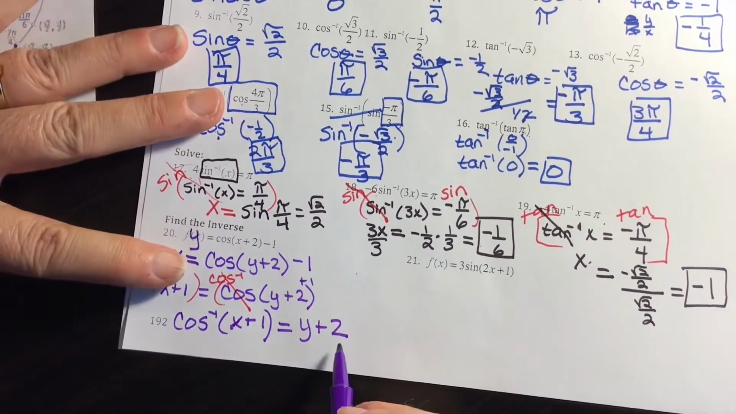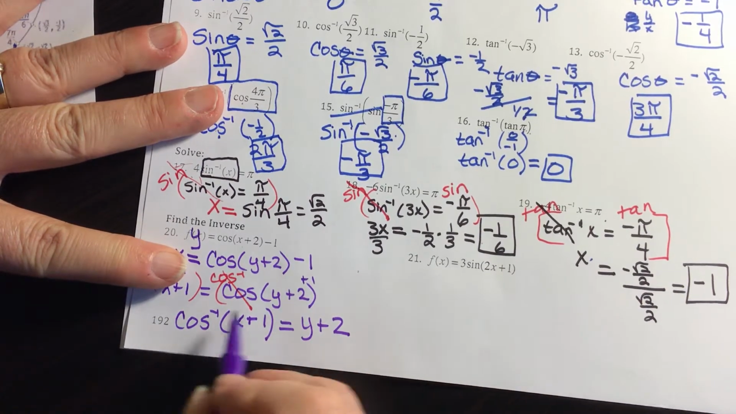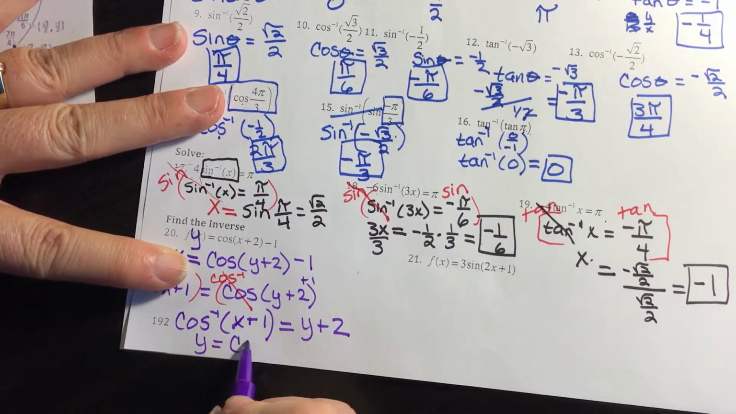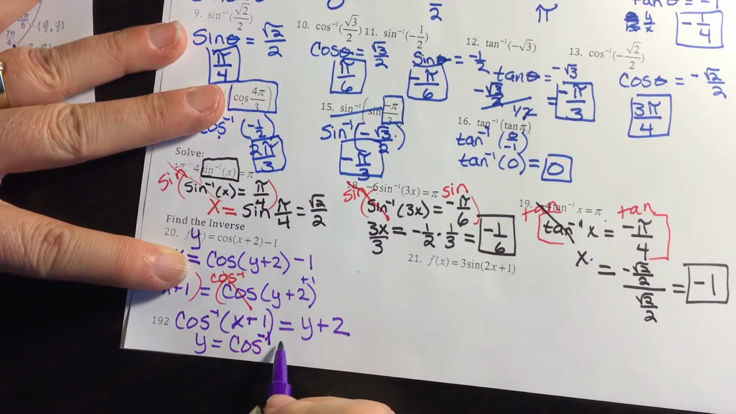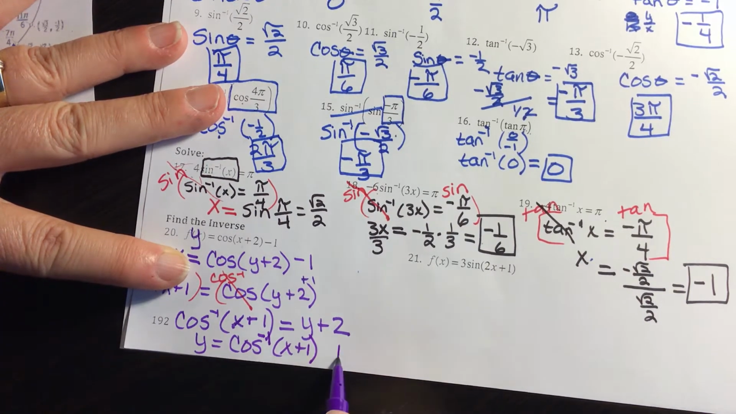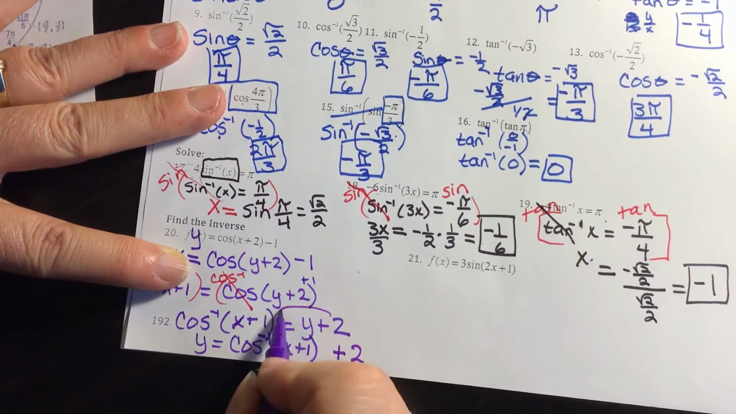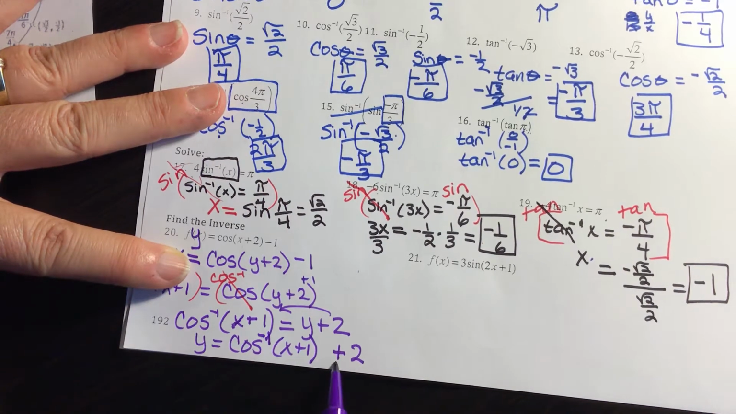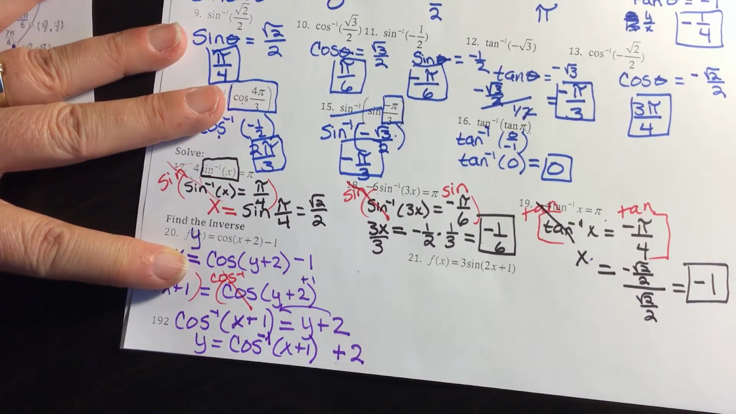So really, y is this value, and then I'm going to subtract 2. So I have inverse cosine of (x plus 1), keep it in the parentheses here, and then I'm going to subtract 2 from this side. And I can't combine this with the 1 because this is part of the value that we're finding the inverse cosine of. Okay, after we find that angle, then we're going to subtract 2 from that.